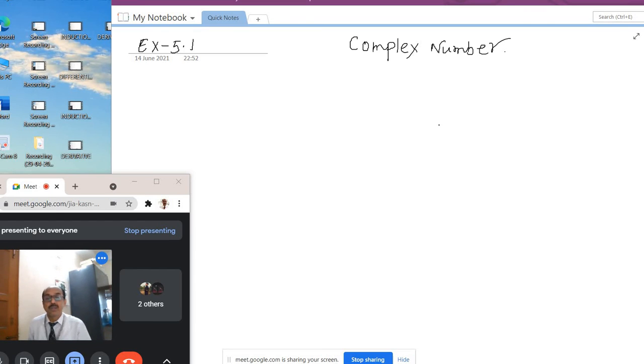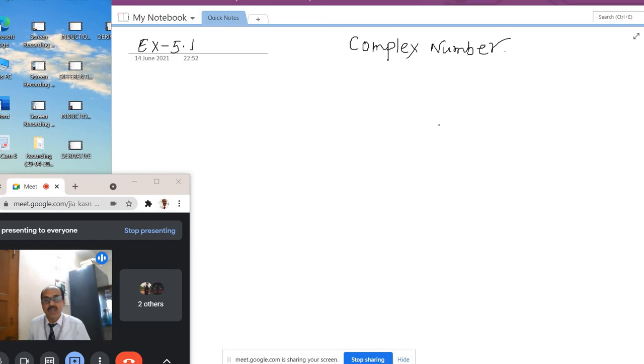Good morning. Today's topic is the chapter Complex Numbers and Quadratic Equations, exercise 5.1. Okay, first, you know what a complex number is, and before that, what is a real number?